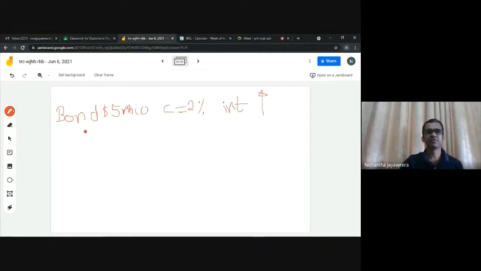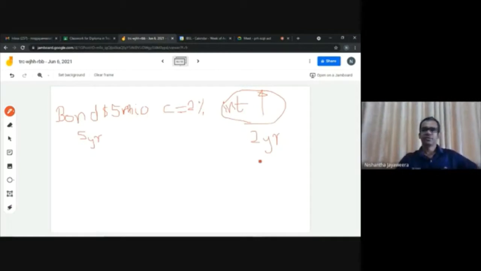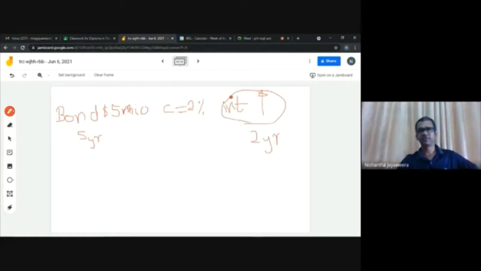Assume this is a 5-year bond. You think this will happen during the next 2-year period. This is the 5-year remaining maturity. Forget about the history. We don't know when this bond was issued, but there are 5 more years to go. You think during the next 2-year period, interest rate will go up and then stabilize or come down. You want to get that advantage. What can you do?